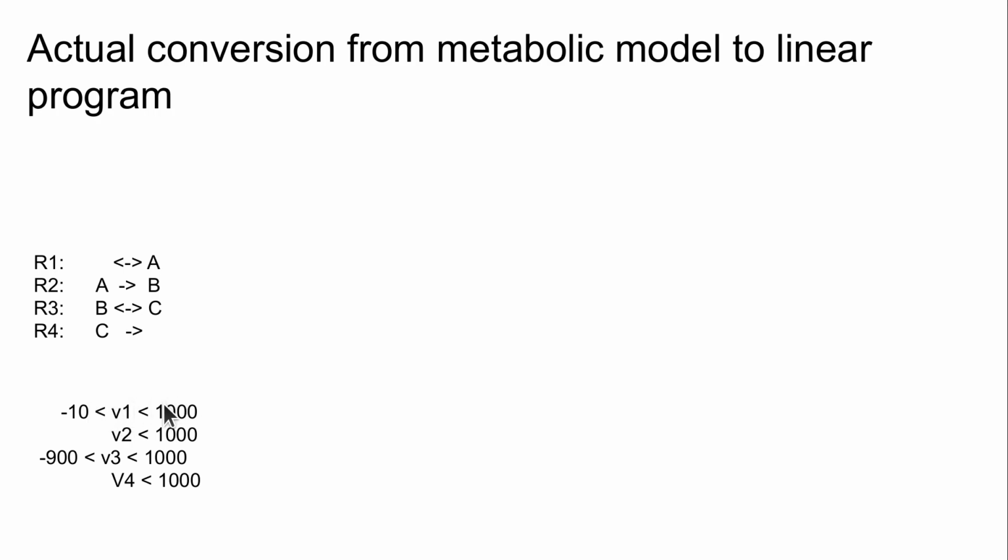Like V1 has de facto unlimited excretion, but a limited intake capability. V2 has to be less than 0, of course, because it's unidirectional. You have an implied greater than 0 on the left-hand side. Similar for V4, while V3, since it's an internal reaction, is effectively unconstrained on each side. I've put this minus 900 here instead of 1000, just to be able to contrast things later.